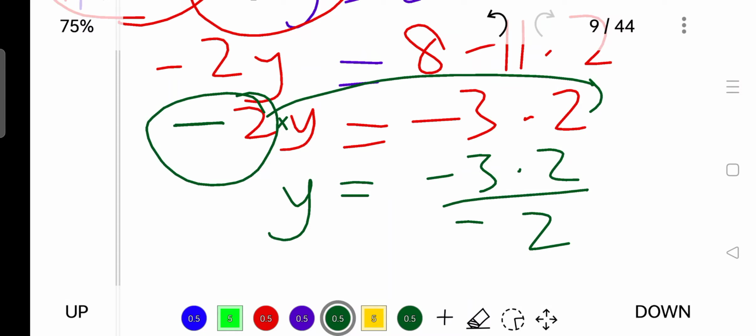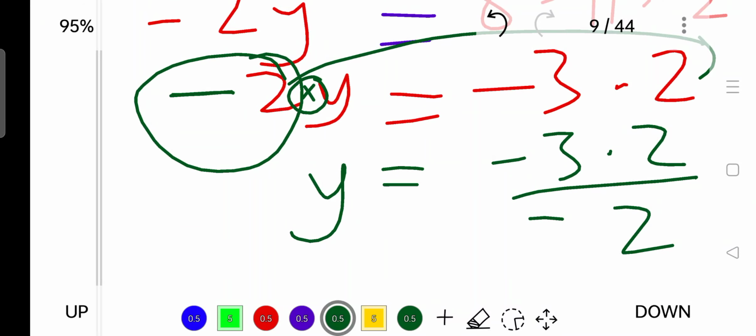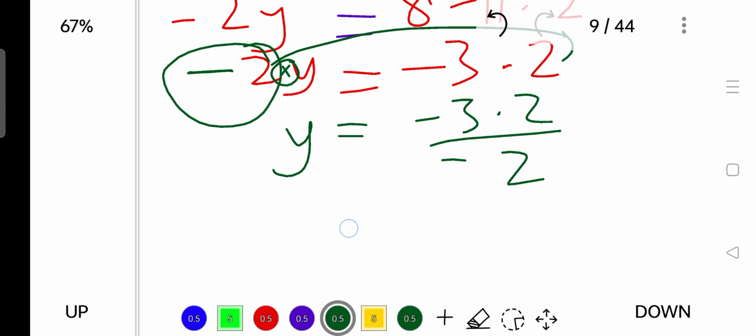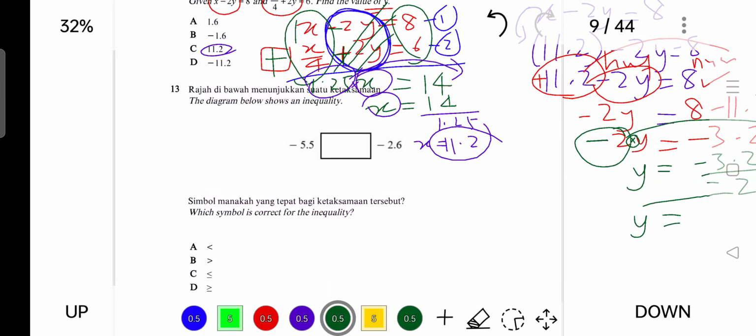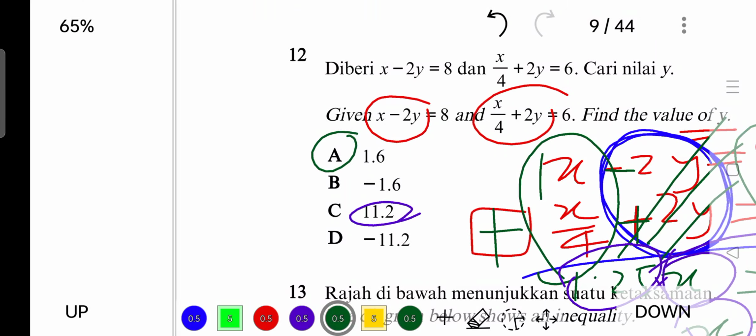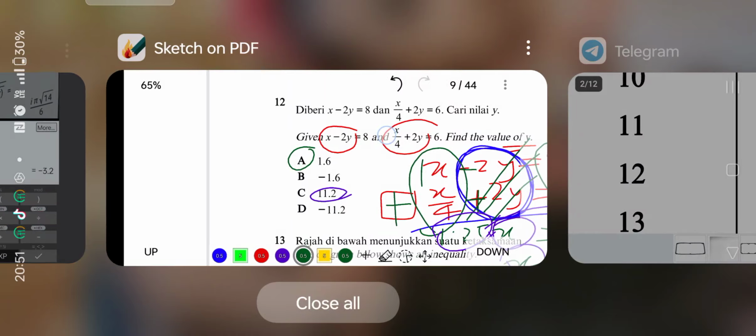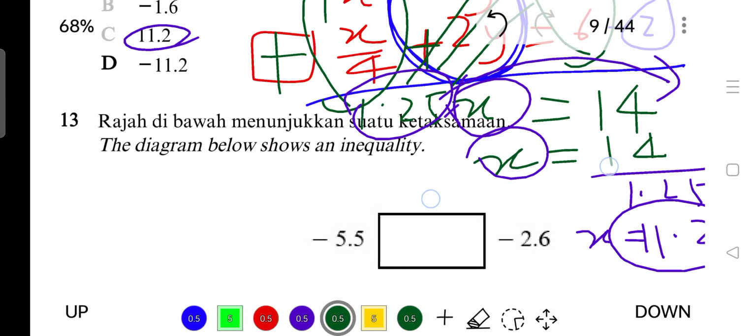Don't get yourself confused. That is not tolak, that is not subtraction. You look at the husband and wife, a number and a variable being tied up together, so that is times. So when you bring it over here, it'll become divide, right? So the answer for this should be 1.6. Let's check if 1.6 is there. Exactly, we have 1.6. So the answer could be A for number 12. Yeah, answer is A. Okay, so let's move on.